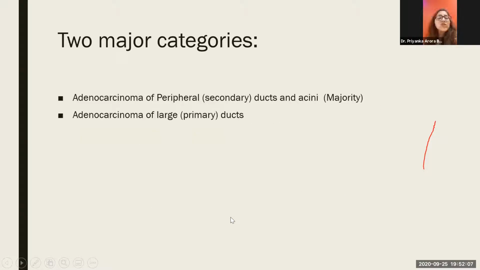So what are the two major categories of prostatic adenocarcinomas? Number one is the adenocarcinoma of the peripheral ducts and acini.